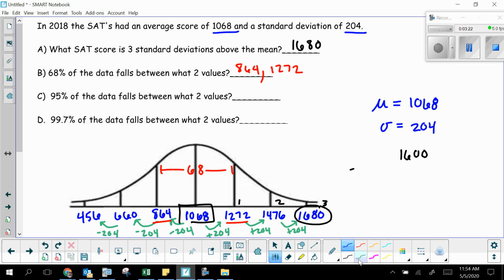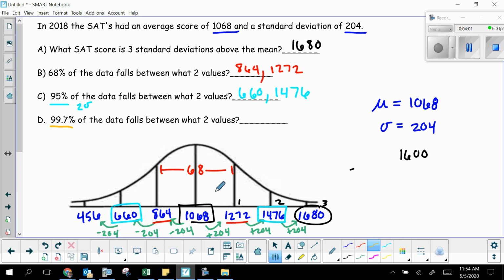If we're going to look at 95% falling between what 2 values? Well, according to the empirical rule, 95% of the data falls within 2 standard deviations above and below the mean. So 2 standard deviations above the mean would be 1476. 2 standard deviations below the mean would be 660. And so our 2 values here are 660 and 1476.